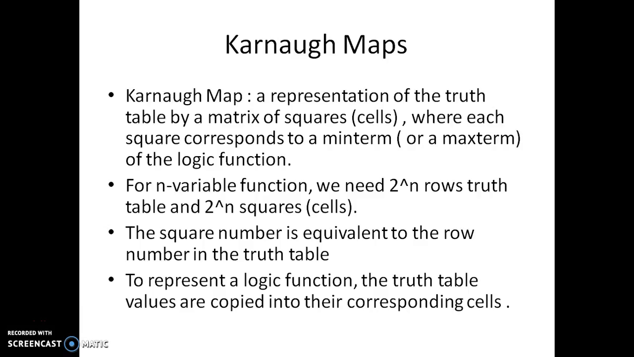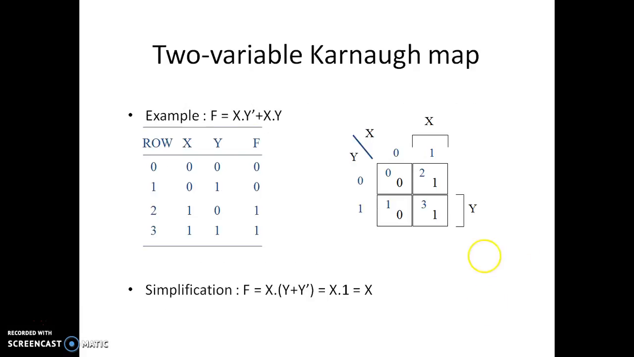So first let's see the 2 variable K-map. Here is a representation of the 2 variable K-map. We should know the binary representation of 0 up to at least 7. The binary representation of 0 is 0, 0. It's a 2 variable K-map, so here x and y are the 2 variables. We have to locate the position of the cell.